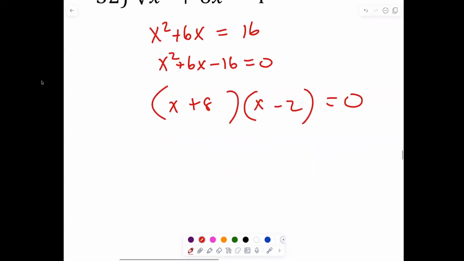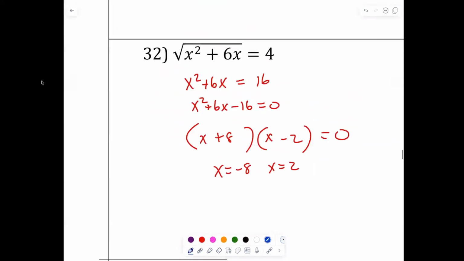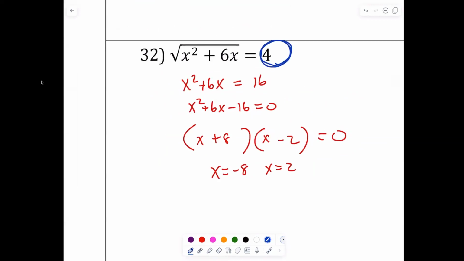So now x equals -8 or x equals 2. Is there an extraneous solution here? There's no extraneous solution here. There's no variable here. Does everybody agree? No variable. You don't have to worry about it if there's not a variable. Is everybody with me? So those are both good answers.